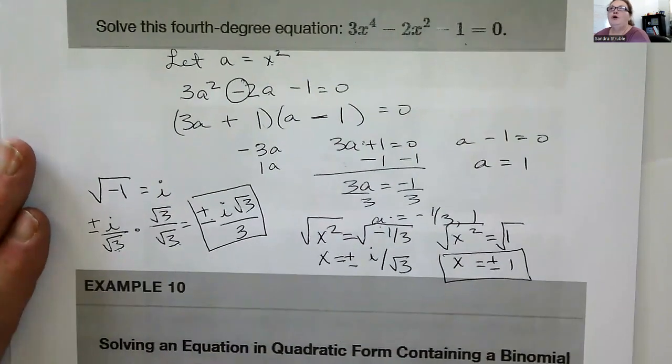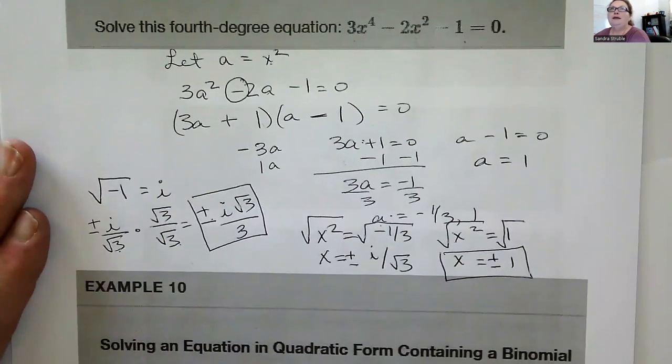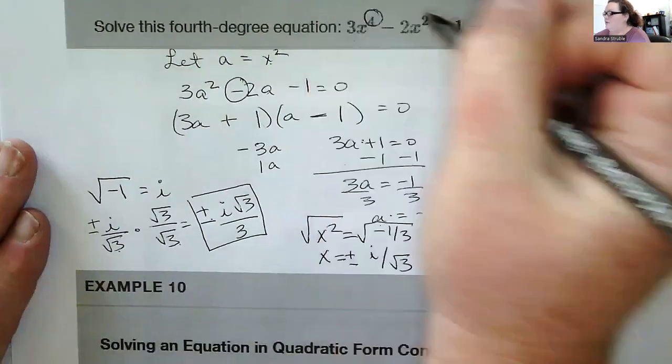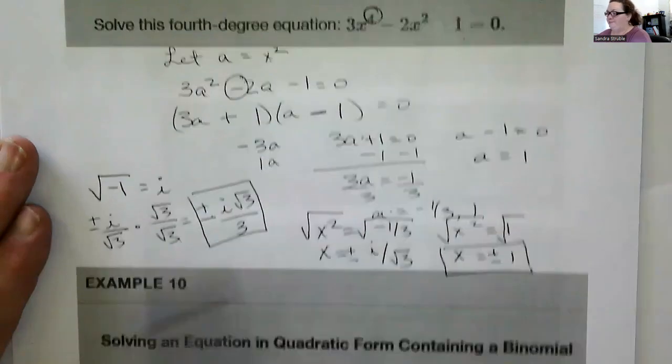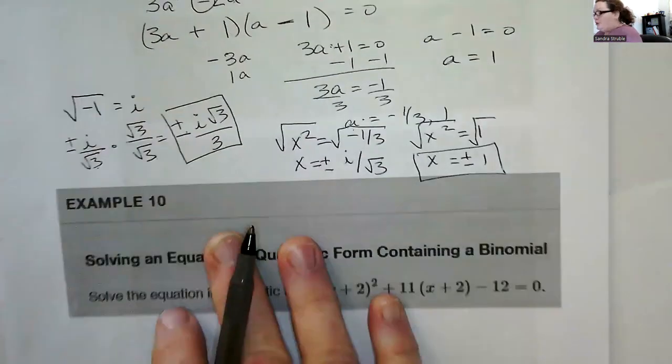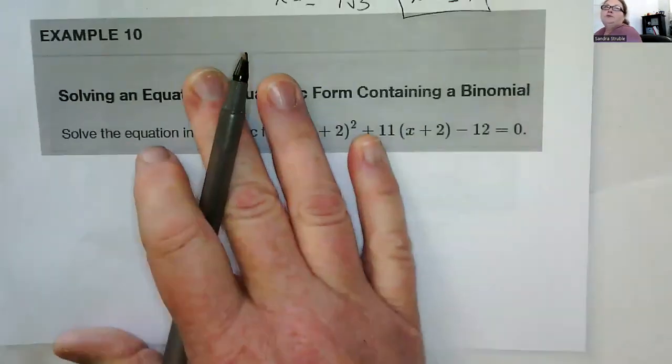You also know, based on the degree, how many answers you're going to end up with. Because there's a 4 here, you're going to end up with 4 answers from this problem, okay? Even though 2 of them are imaginary. All right, let's go to the next one.